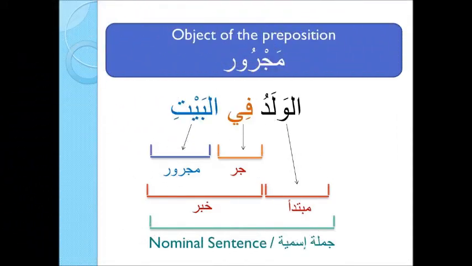Taking a look at the sentence breakdown, from the bottom up, we see that it's a Jumla Ismiyya, which is made up of two parts, the mubtada and the khabar. Al-walad is in the position of mubtada, and the prepositional phrase is in the position of the khabar. And the prepositional phrase is made up of the jar and majroor.